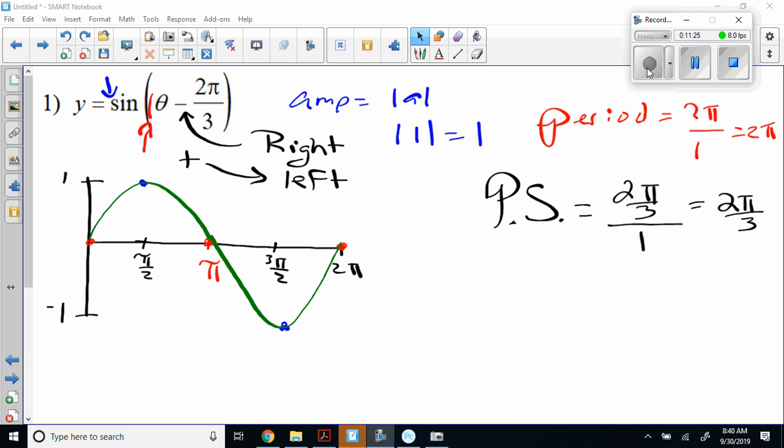Okay, so you can look at this a couple different ways. Traditionally people teach you this: take the beginning and the ending and shift it over that much. So if we're at 0, we would shift it 2 pi over 3, right? So our new beginning point would be 2 pi over 3. If the ending of our period is at 2 pi, we shift it over 2 pi over what? 3. Okay. Ladies and gentlemen, what is the ending point?